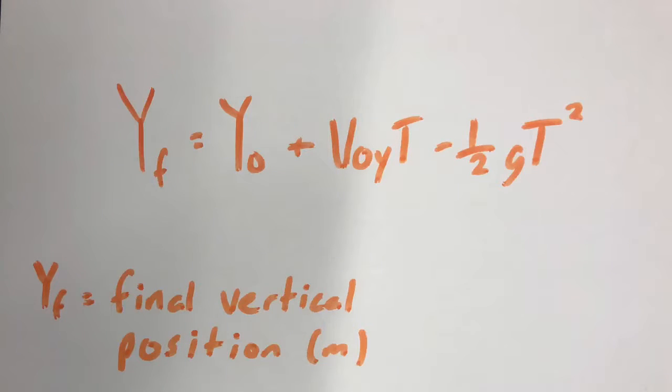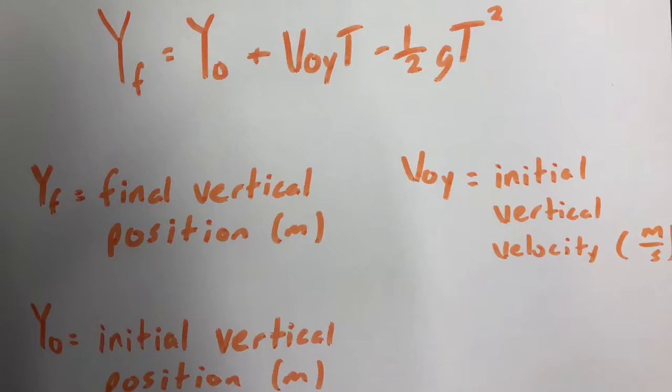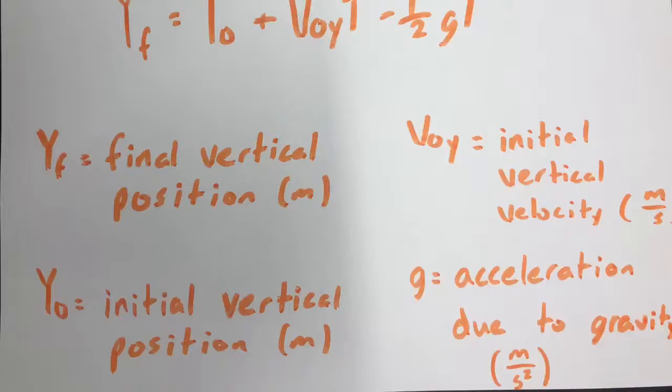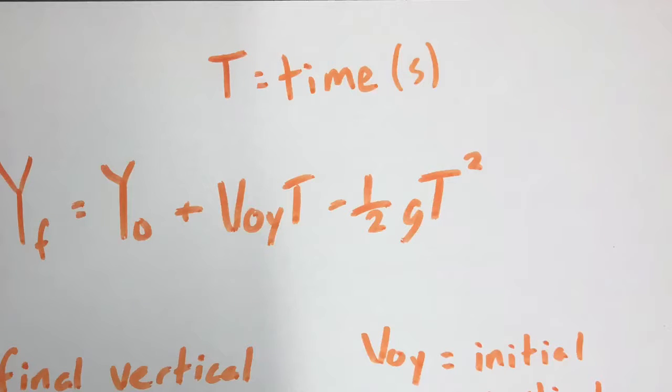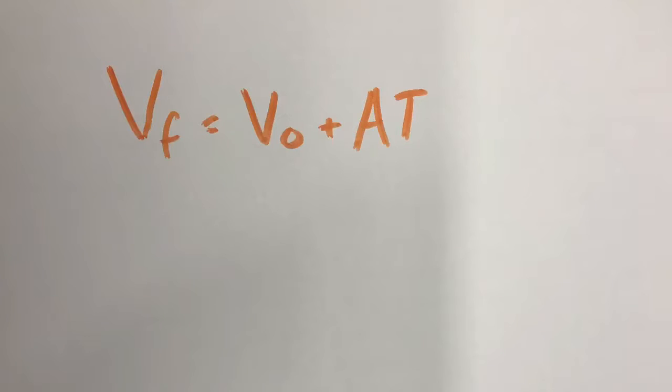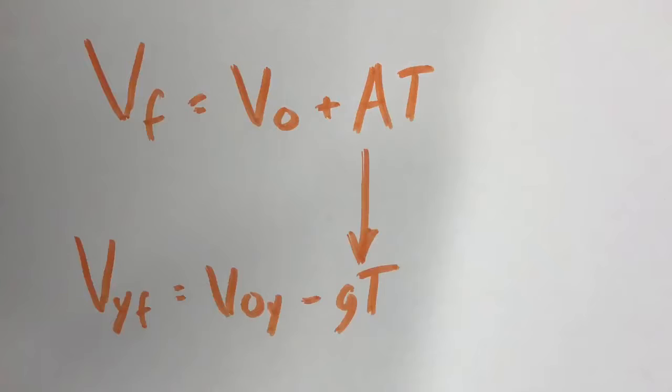yf will be defined as the final vertical position, y0 will be defined as the initial vertical position, and v0y the initial vertical velocity. g will represent our acceleration due to gravity. Lastly, t will represent time in seconds. In the second kinematic equation, vf equals v0 plus at can be modified to vfy equals v0y minus gt.